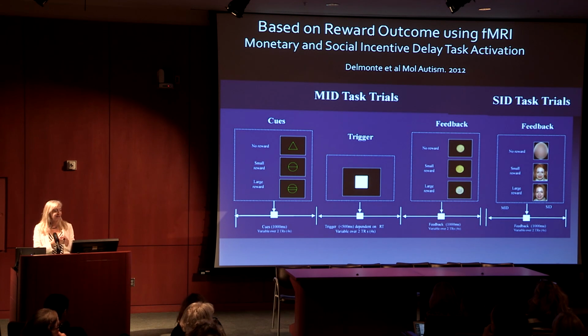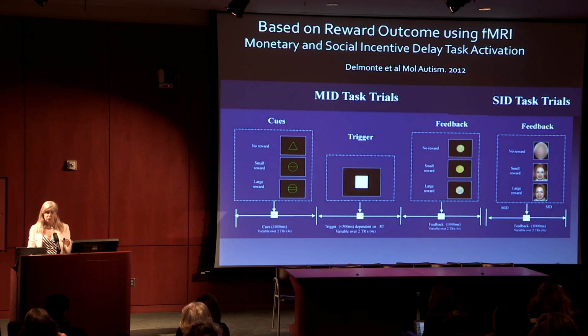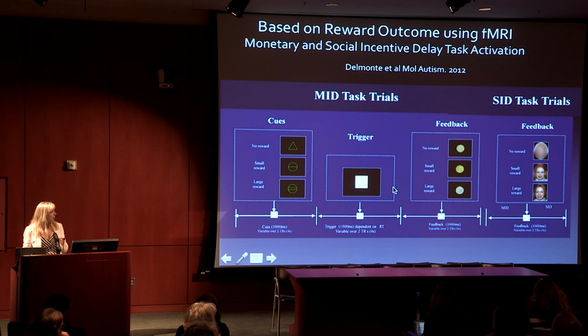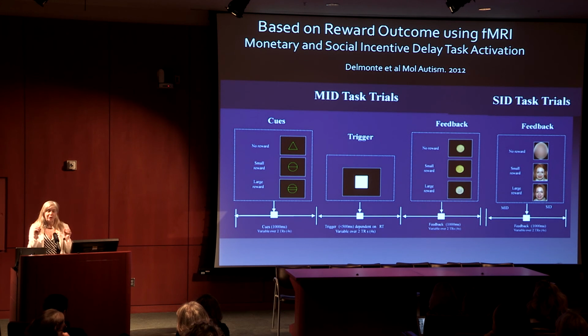perform some relevant task. And this is a very commonly used task called an incentive delay task. There are two versions in this particular experiment, a monetary incentive delay and a social incentive delay. But the basic idea is that you get a cue that tells you what the outcome is going to be, whether you're going to get a small reward or a big reward. In one condition it's a money reward, and in another condition it's a social reward. What you do basically is you press a button. You see a target, this square trigger here in the center, and when you see that, you press a button as fast as you possibly can. If you press it fast enough, then you'll get the good outcome. So the faster you press it, the better your outcome.